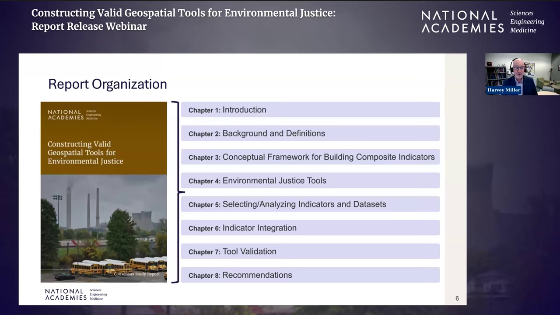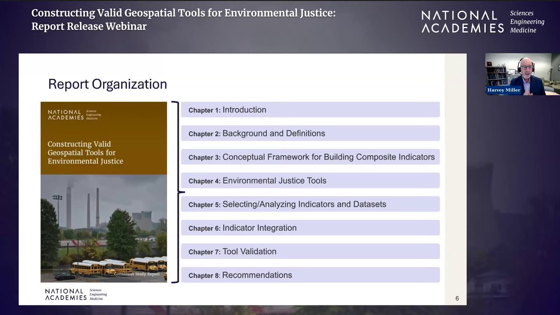Chapter three addresses the challenge at the heart of building valid geospatial tools for environmental justice, how to construct composite indicators. A composite indicator brings together measurements from multiple dimensions of a complicated concept, such as community disadvantage, to derive a single value to reflect the condition being measured. This chapter describes the best practices we see in science and in practice, including emphasis on meaningful community engagement throughout the entire process. Chapter four comprises our scan of existing environmental justice tools, which is a key part in our statement of task. Chapter five reviews the selection analysis of indicators in CEJST and provides practical guidelines for indicator selection more generally.